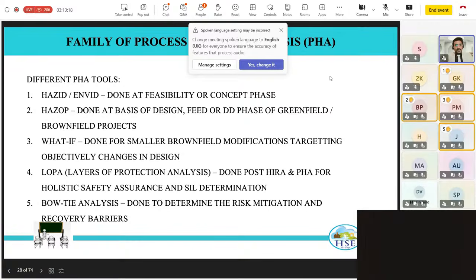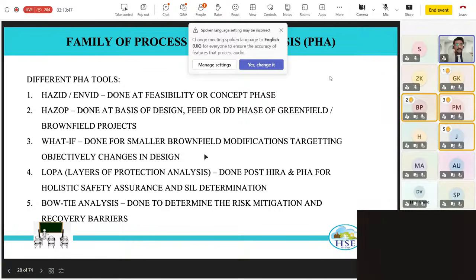Next is LOPA, as we are going to address today, layers of protection analysis. This is done typically post a HAZID or a PHA review. That means, as we said earlier, a good percentage of data from the HAZID or HAZOP is leveraged into a LOPA. So that is why we do it after the HAZOP study. And it is holistic safety assurance and SIL determination. Basically, this is done for safety reassurance that we are within our ALARP range, and for SIL determination.